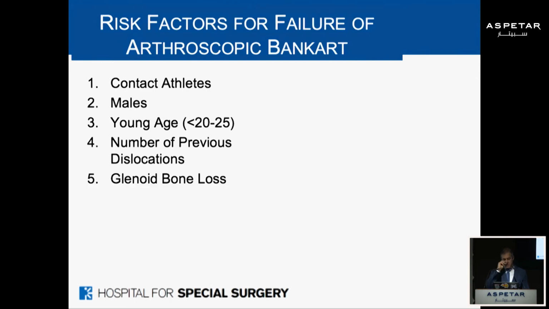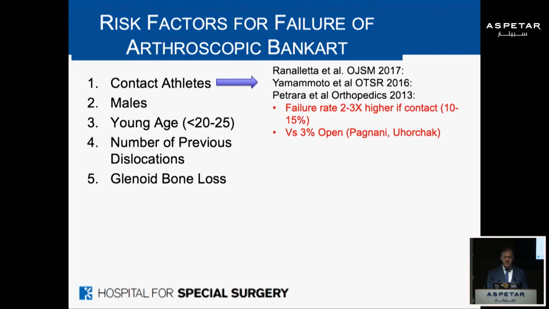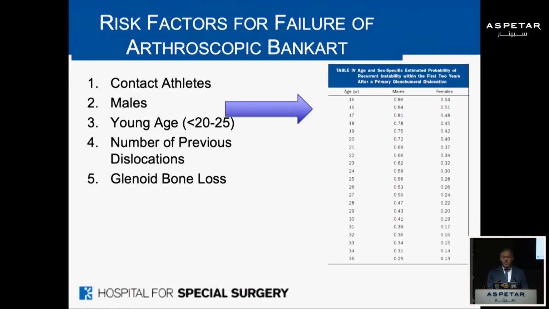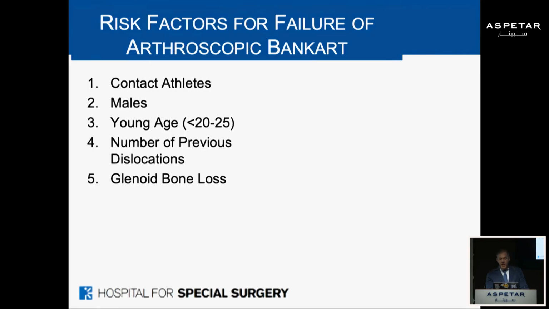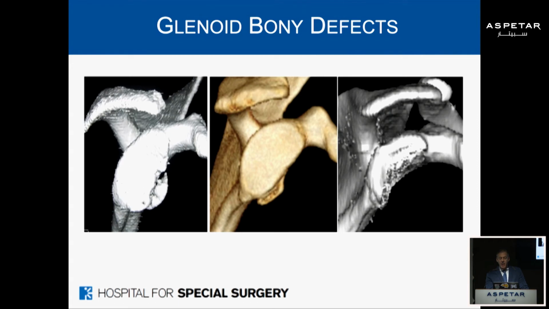Other risk factors in several studies: contact athletes, as I mentioned, this looked at a failure rate almost 2 to 3x higher in contact athletes. I showed that initial study earlier where men are at a much higher risk of recurrent instability than females. Younger age, I just mentioned that we saw that in the HSS study, and it's been seen in other studies as well. The number of previous dislocations, again, a big jump from 1 to 2, and then glenoid bone loss.